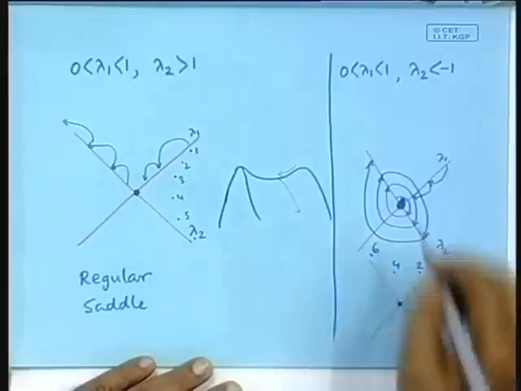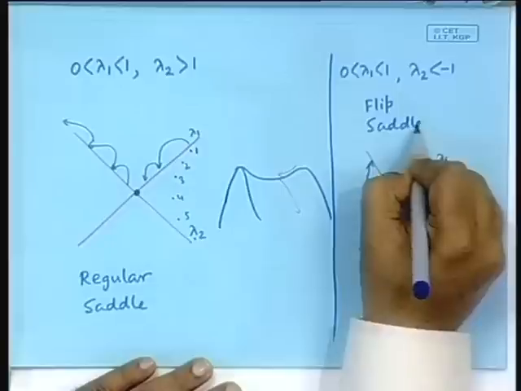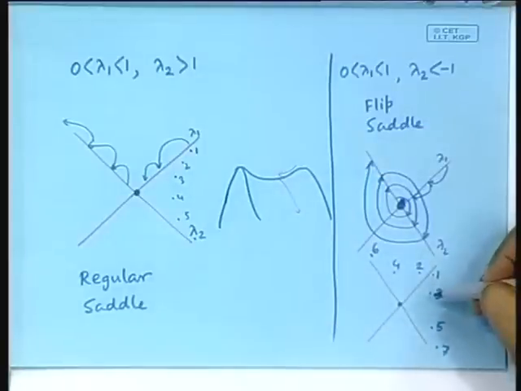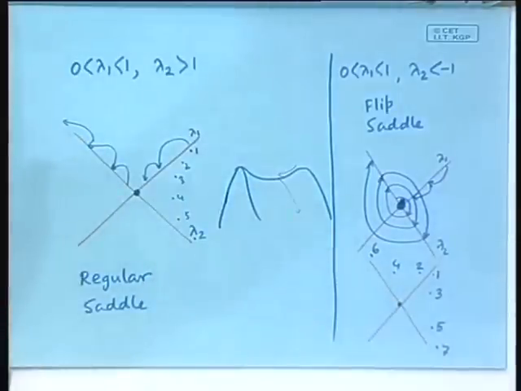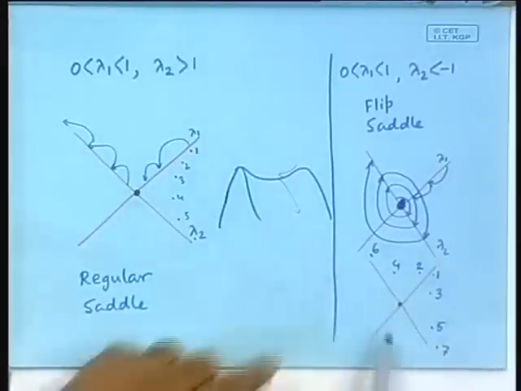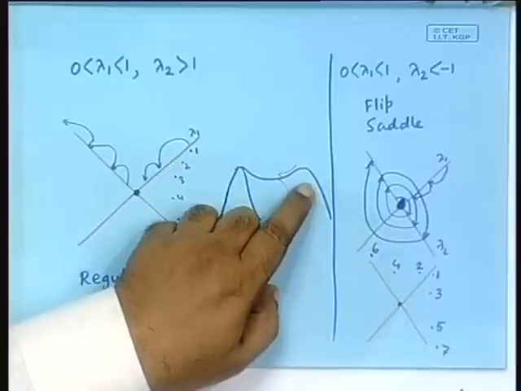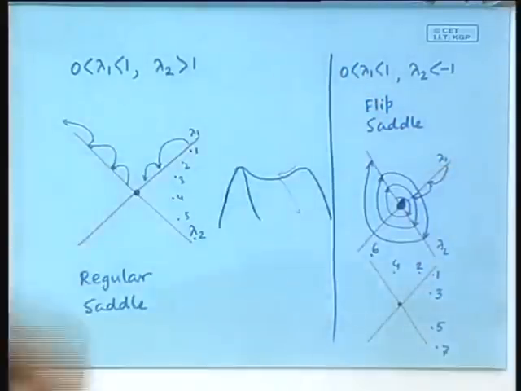Such a fixed point will be called a flip saddle. It is a saddle, of course, but it has a flipping property from one side to the other. So, it will be called a flip saddle. So, where will it finally go? Ultimately, it will go out into infinity, but while it is flipping from one side to the other, it will go out along this eigen direction. It will converge progressively along this eigen direction and it will go out along that eigen direction.